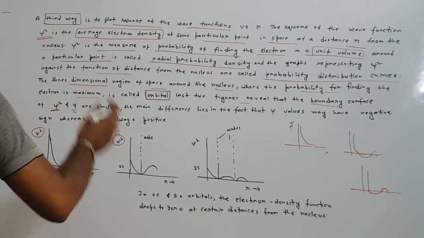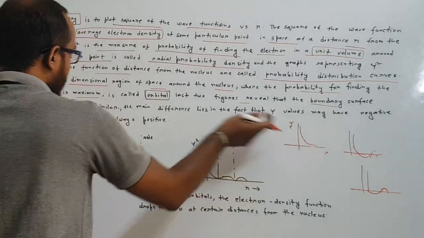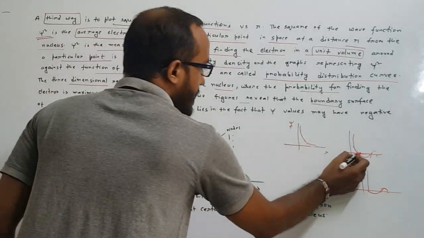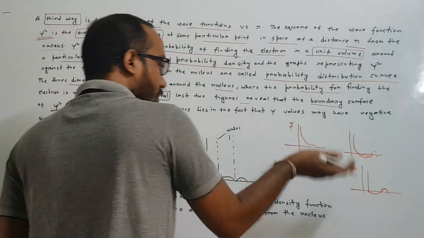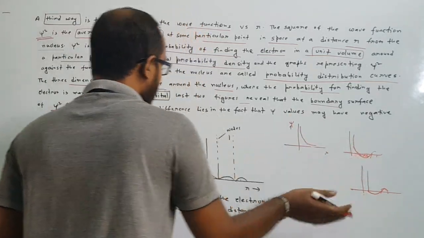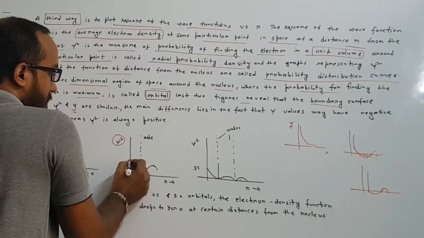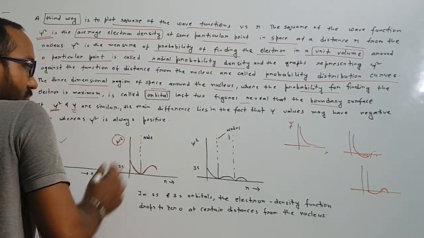that the only difference is that psi square is positive, so make this positive. So the first curve would be the same for 1s. In the second curve, see, here we have a negative region. If we square it, then the negative region would become positive. So that's why our negative part comes in the upper part. That is the only difference.